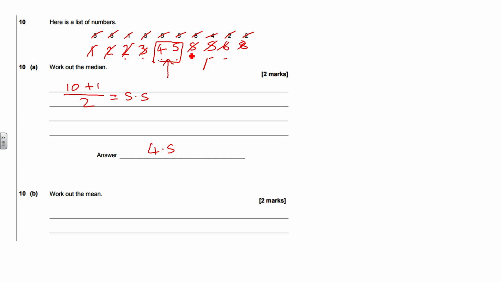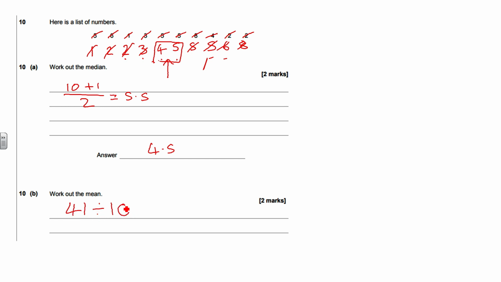Next, we need to work out the mean. So I need to add these numbers together. So 5 plus 6 is 11, plus 1 is 12, plus 3 is 15, plus 5 is 20, plus 5 is 25, plus 8 is 33, plus 4 is 37, 38, 39, 40, 41 is the total of the numbers, divided by the 10 values.